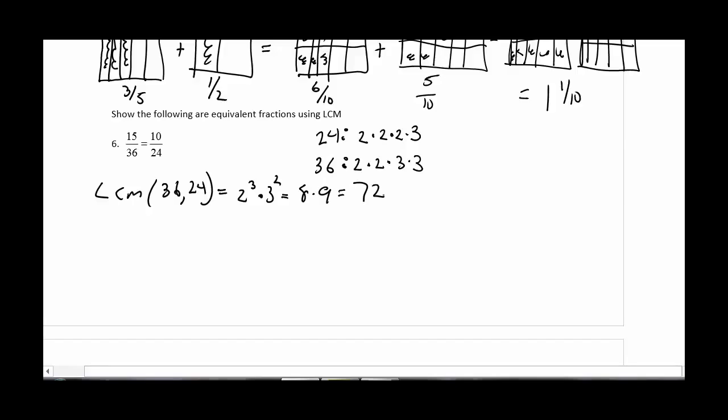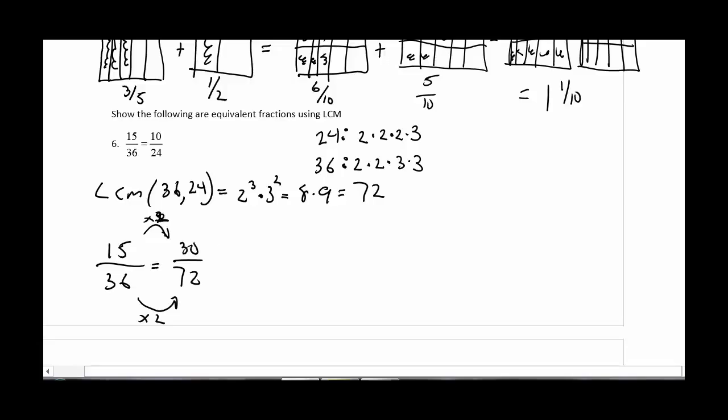And again, this is one method, using the LCM, using intersection of sets. And last unit we talked about a couple different ways to do that. So I'm just finding the LCM. That's what you got to do. So then what I want to do is convert 15 over 36 into a fraction in terms of 72. So I end up multiplying by 2 to get that. So I'm going to multiply by 2 there.